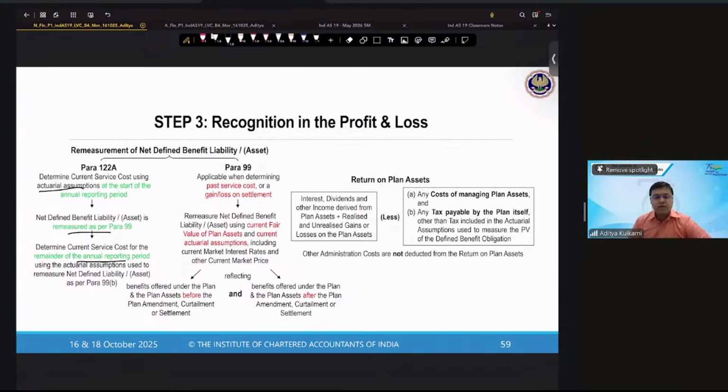Determine current service cost for the remaining period using actuarial assumptions used to remeasure net defined liability or asset as per 99B. Are you able to understand this now? Did you understand this theory? Yes, this is understood. Yes, exactly sir, in line with the question that we have done. Only thing is, we have handled it over a 5-year period.